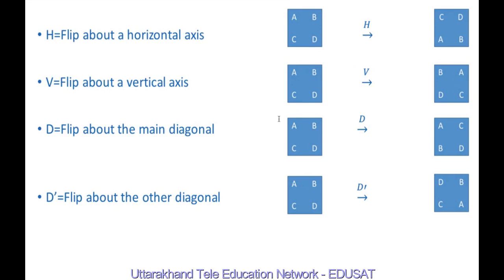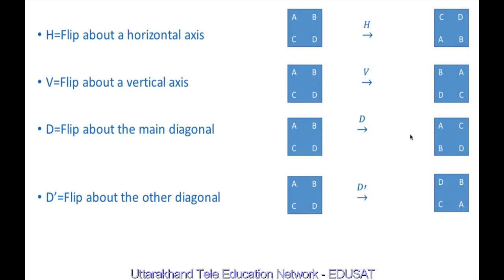If we flip the square about the main diagonal, which is AD, the position of corners B and C will change. So we will have A here, C, B and D. Again, if we flip it about the other diagonal, which is BC, then the positions of A and D will change. It means here we have corner D, here we have corner B, here we have corner C, and we have corner A here.